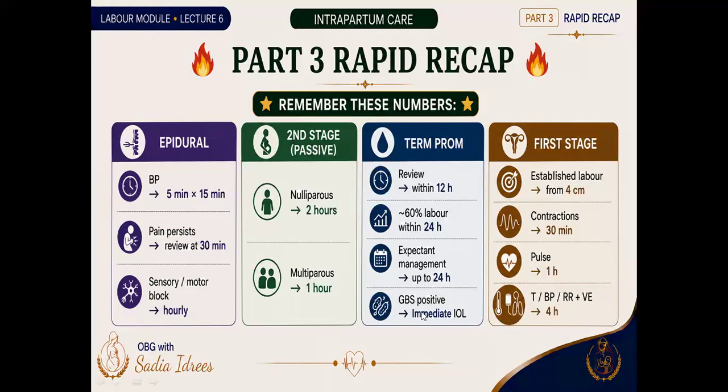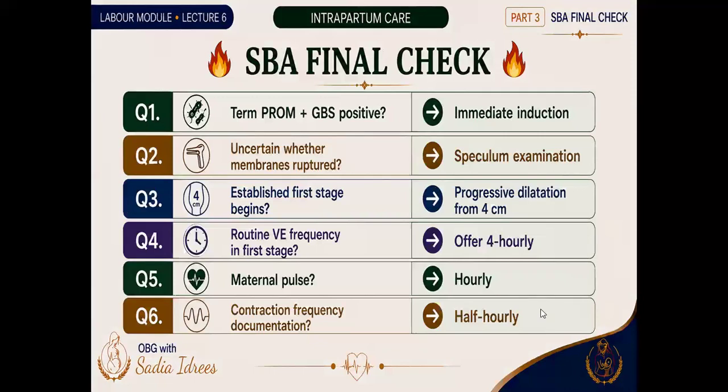Now let's see whether you actually remember them. I'll give you the question, pause for a second and answer before me. A woman at term has pre-labor rupture of membranes and is known GBS positive. Wait for spontaneous labor for 24 hours or immediate induction of labor? Immediate induction of labor. Okay. A woman reports possible leaking, but you are uncertain whether the membranes have actually ruptured. What examination? Speculum examination, not routine digital vaginal examination, simply to diagnose the rupture of membrane.